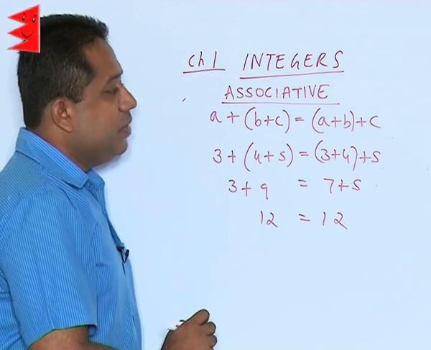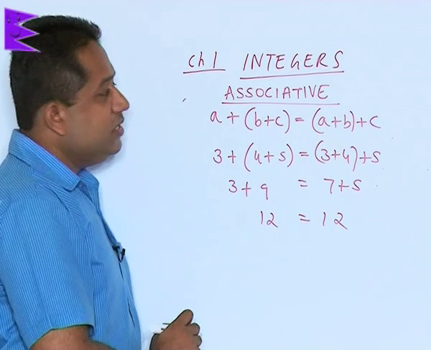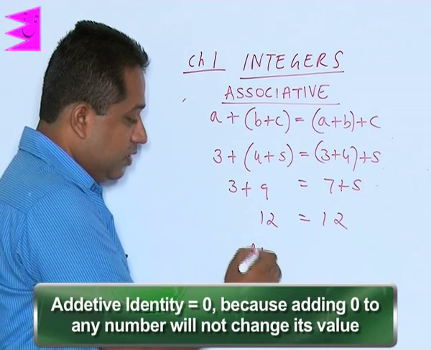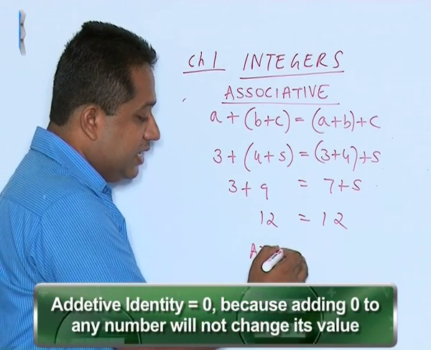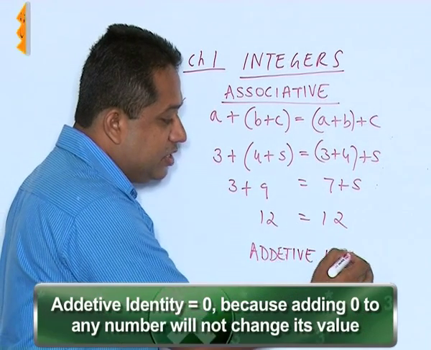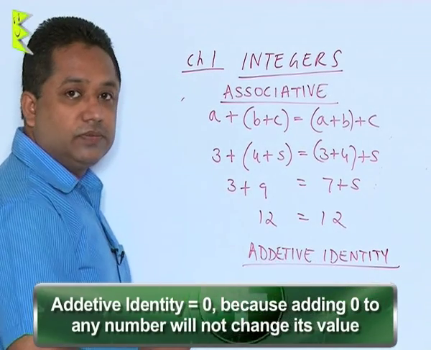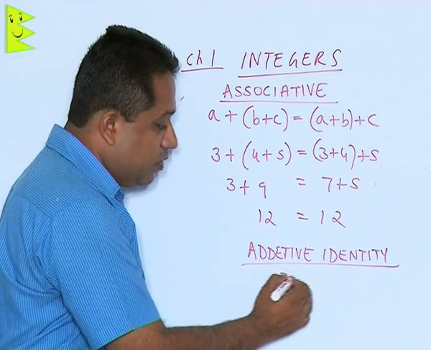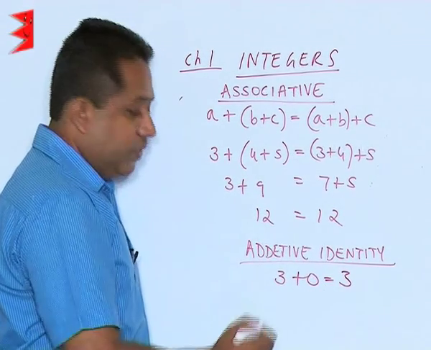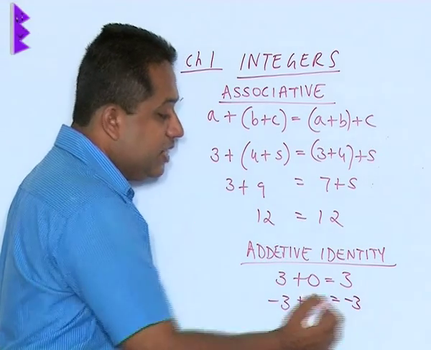Now there are some numbers which are called the additive identity. Now what is the additive identity? Additive identity is 0. Why do we call 0 as the additive identity? Because when we add 0 to any number, the value of that number doesn't change. For example, if I am going to add 0 to 3, I will get 3. If I am going to add 0 to minus 3, I am going to get minus 3.